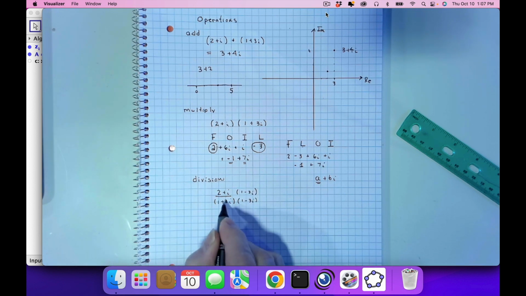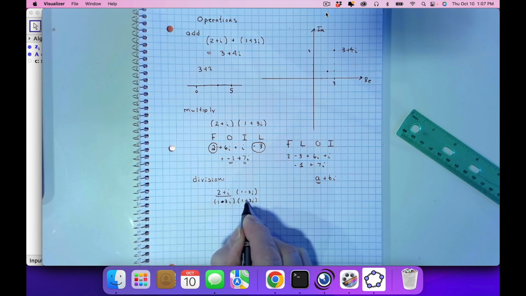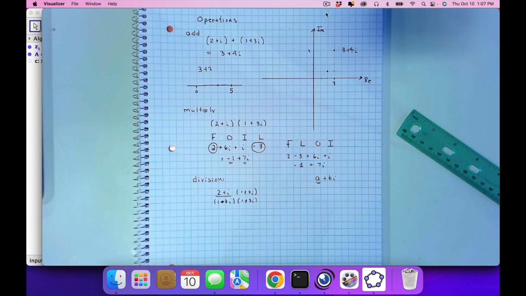Okay. Hey, I want to change my problem here. I meant to put 1 minus 3i here, which is going to change this to a plus and a plus. Okay, so we're taking 2 plus i and we're dividing it by 1 minus 3i.